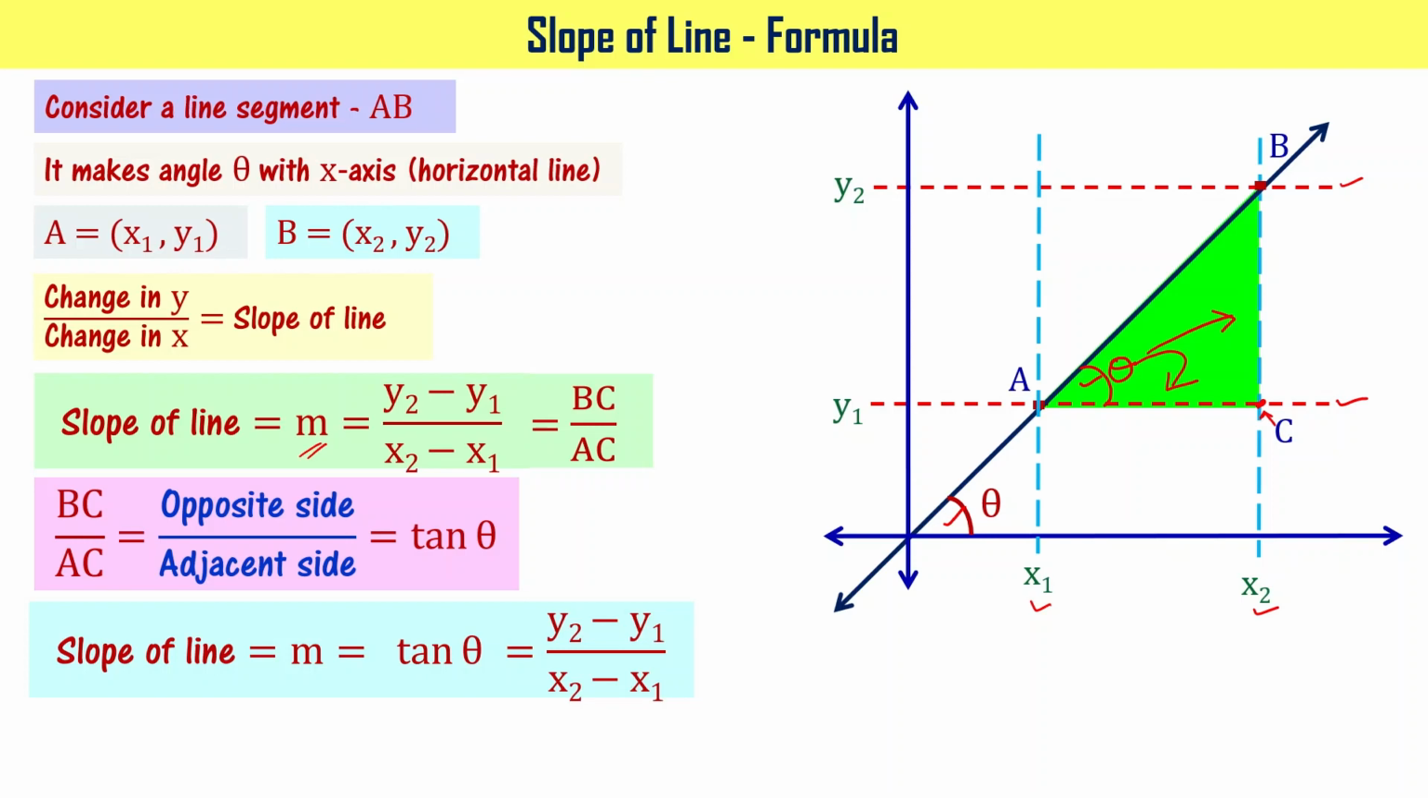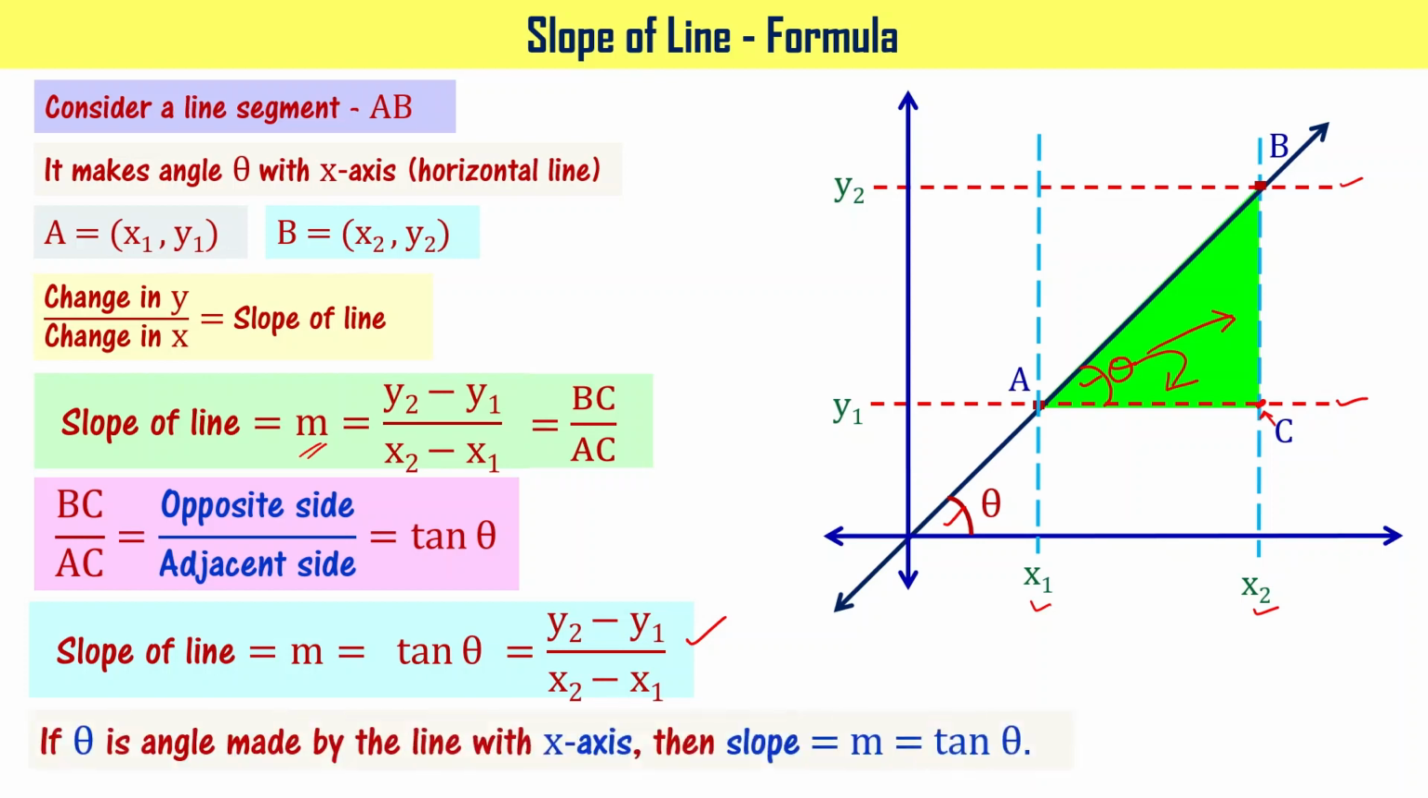Please take a note of this formula. Slope of the line is y2 minus y1 divided by x2 minus x1. That is going to be equal to tan theta, in a case when theta is the angle made by the line with the x-axis. Please note this. If the angle made by the straight line with the x-axis is theta, then the slope is going to be m equal to tan theta. I hope you understood the concept. If the angle with the y-axis is given, then the slope is not going to be tan theta. Slope is going to be 1 by tan theta. Please take a note of this point.